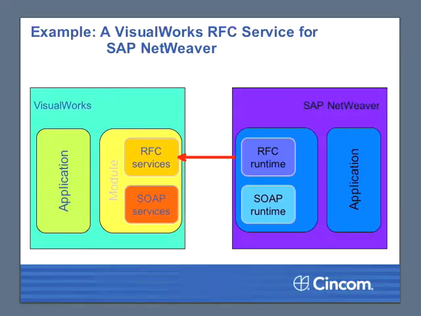What we are showing in this screencast is how a VisualWorks RFC service can be called from an SAP NetWeaver function. So what we assume here is that the SAP NetWeaver system is already set up correctly, and the VisualWorks server is set up as a destination in this SAP NetWeaver system. So let's have a look how this can work.